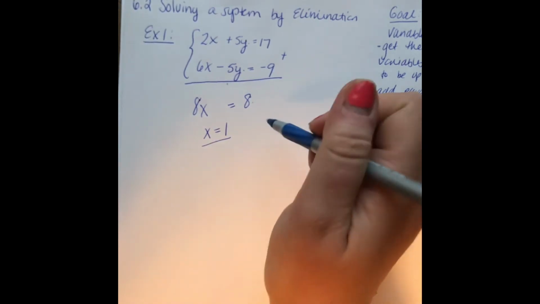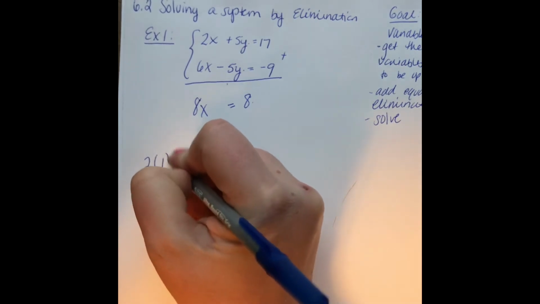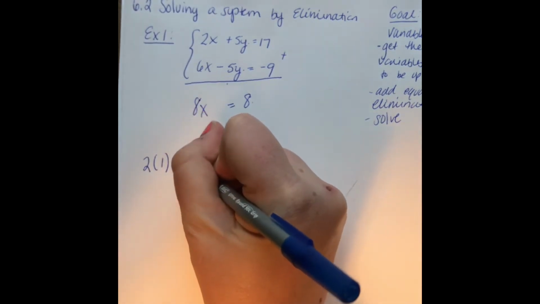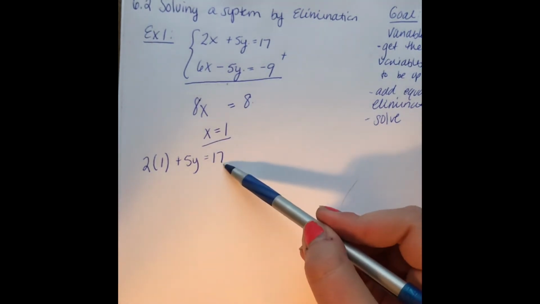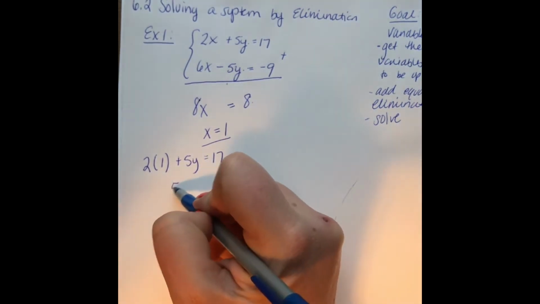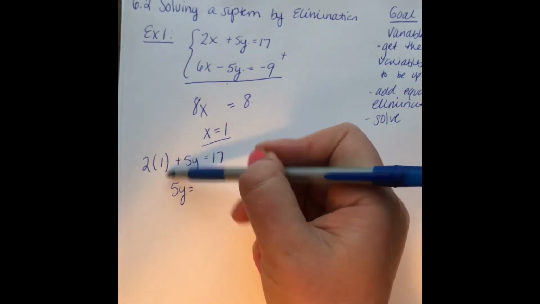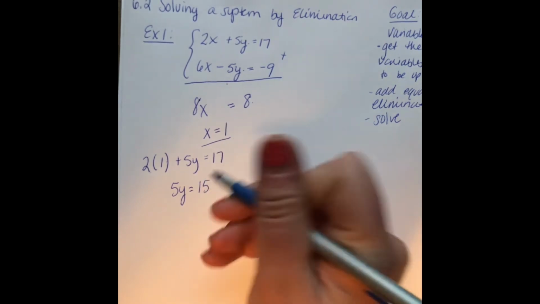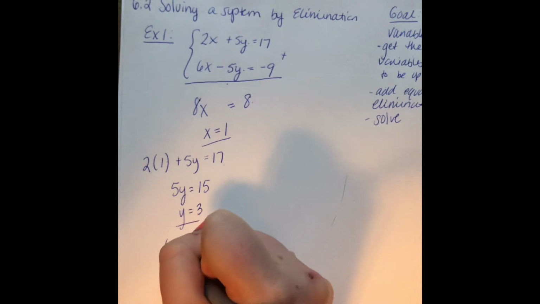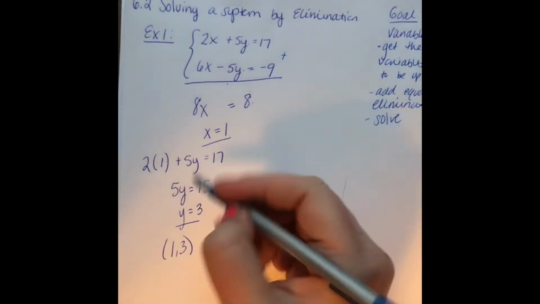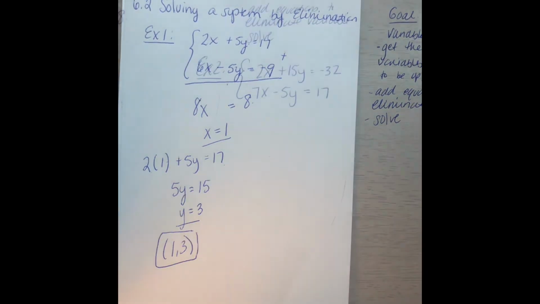So now if we know x is equal to 1, we can plug that into either one of these equations for x. So I'm going to do the first one. 2 times 1 plus 5y is equal to 17. Now I'm going to solve for y. 5y is equal to, because 2 times 1 is 2, I'm going to subtract 2 from both sides to get 15. Divide both sides by 5 to get 3. So our solution is 1, 3. So the point where these two lines are going to cross and intersect is the point 1, 3.